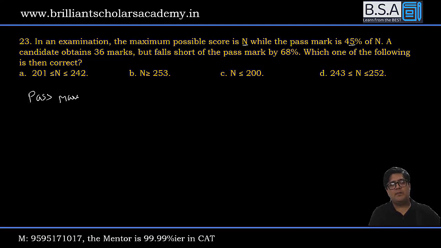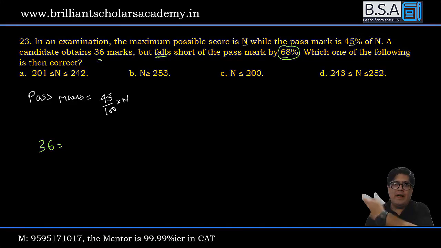Pass marks are 45% of n. कुछ नहीं करना, leave it there. Now what is happening is, कोई बच्चा है, that student has got 36 marks. He is falling short by 68%. When you fall short by something, जैसे आपसे मैंने कहा मेरे को 100 रुपए लाके दो, but you are falling short by 68. मतलब कितना लाके दिया होगा आपने मुझे? 32. From the pass marks, this person is falling short by 68.